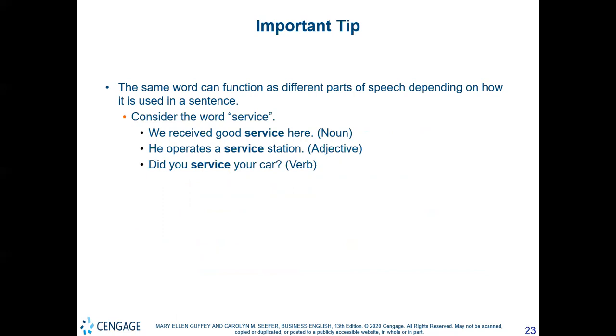All these words are the word service, but the first one is a noun. See how it's used here as a place? We received good service here. And the next one is an adjective. He operates a service station. So it's describing what type of station. Did you service your car? Service in this case is a verb because it is an action word.